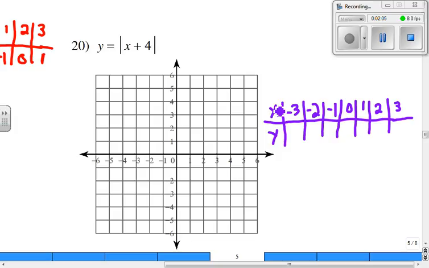Okay, when x is negative 3, negative 3 plus 4 is positive 1. Negative 2 plus 4 is positive 2. Negative 1 plus 4 is positive 3. 0 plus 4 is positive 4. 1 plus 4 is positive 5. 2 plus 4 is positive 6. 3 plus 4 is positive 7. Okay, so let's plot these points.